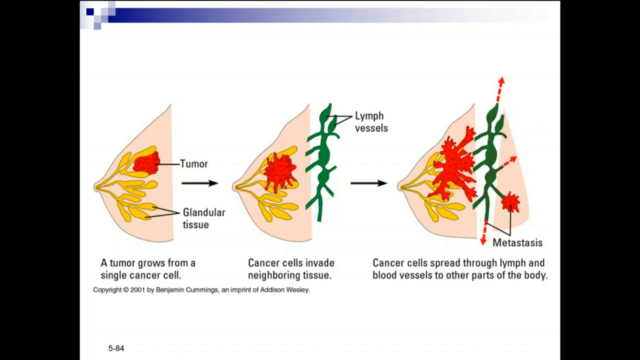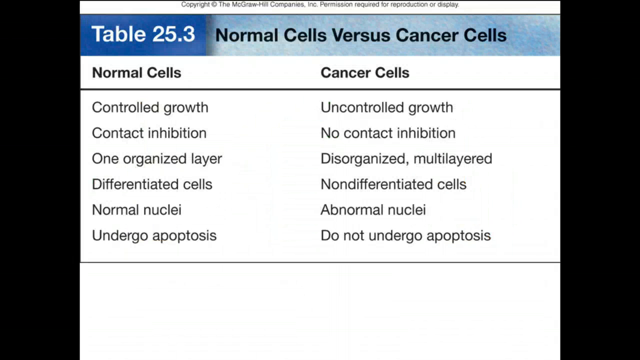Additional mutations can develop, which allows the tumor cells to break away and enter the lymphatics or the bloodstream. Cancer cells will spread through the lymph and blood vessels to other parts of the body and set up tumors in alternative locations. This slide just summarizes some differences between normal cells and cancer cells that we discussed earlier.